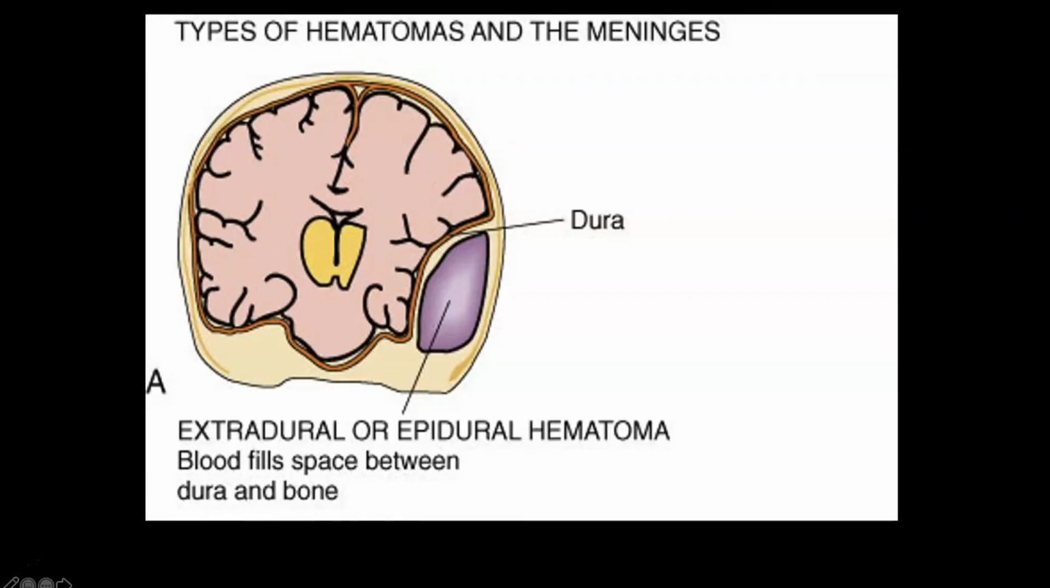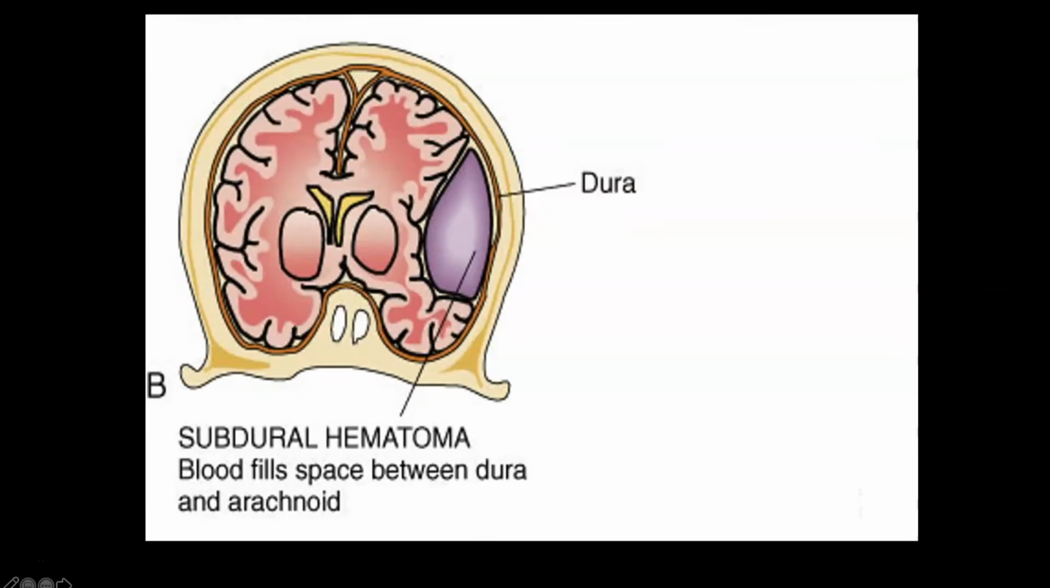So here's some of the different types of bleeds, and you see where they're positioned. This is the epidural. Notice again, it's in the temporal region. So it's between the skull and the dura. Okay, so we've got that well encapsulated type of a bleed. But unfortunately, this is also usually arterial.